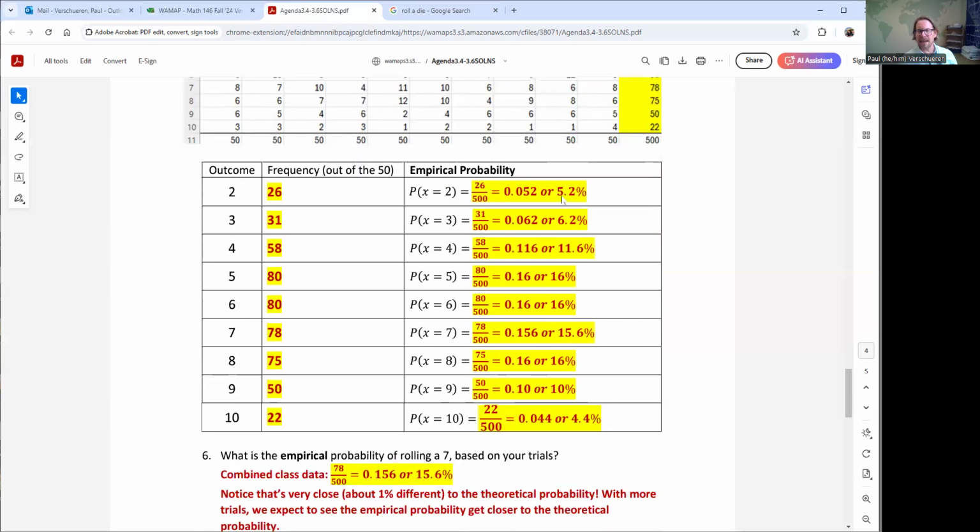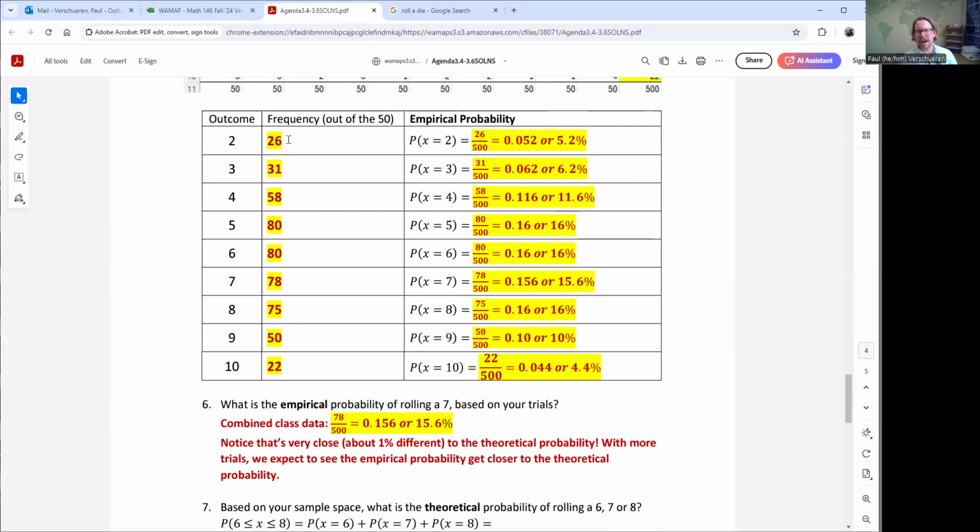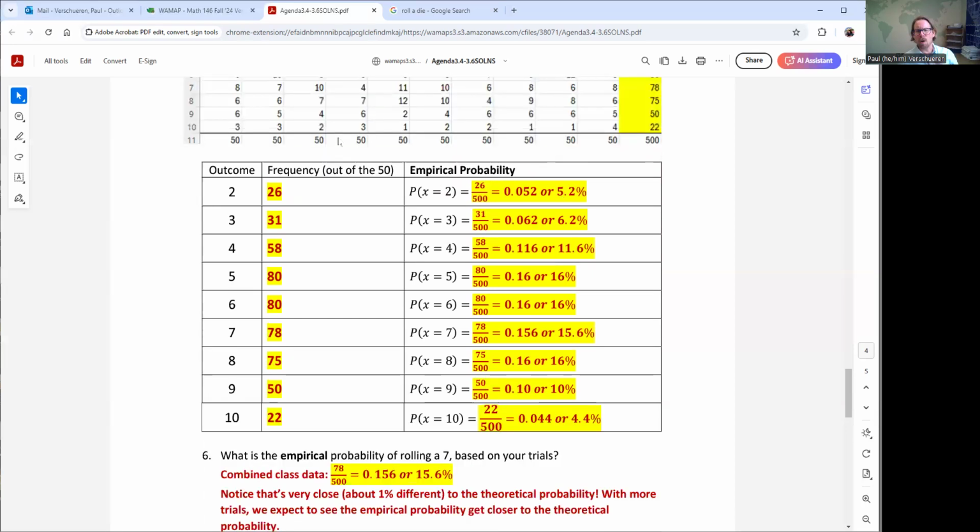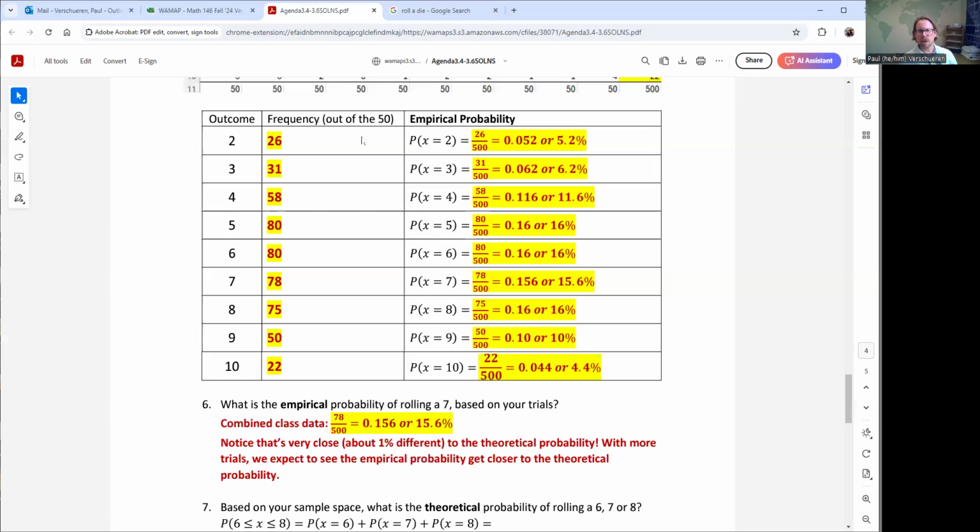After class today, and nobody has seen this part, I combined all the data. Between all of those groups, there were a total of 500 rolls, 10 groups doing 50 rolls each. Of those 500 rolls, there were 26 twos, so that would be an empirical probability of about 5.2% for rolling twos, and 31 threes, which works out to about a 6.2% empirical probability, and on and on.